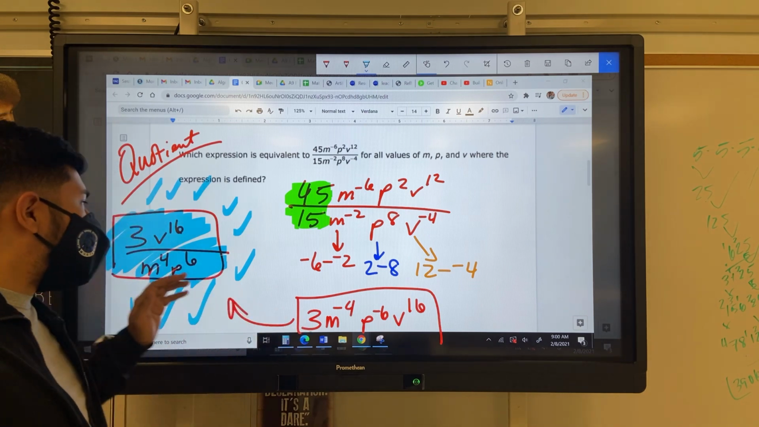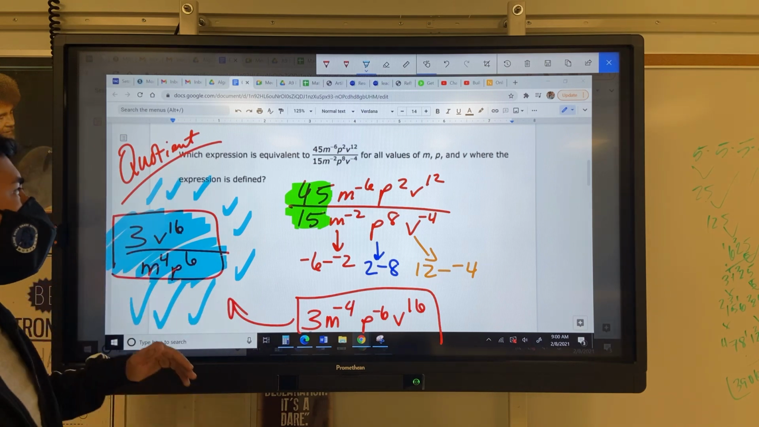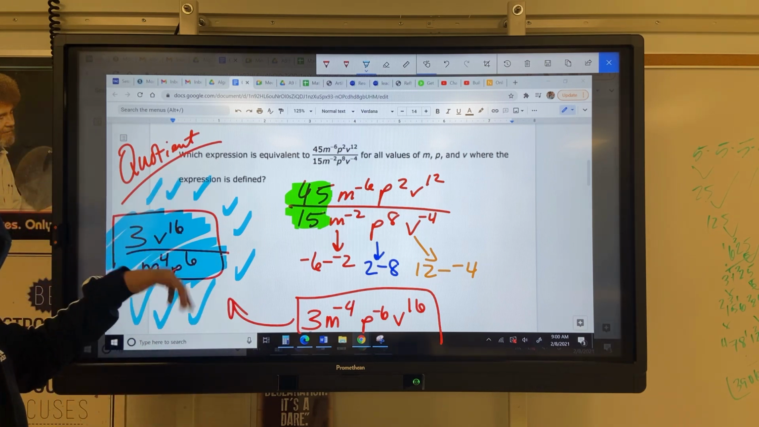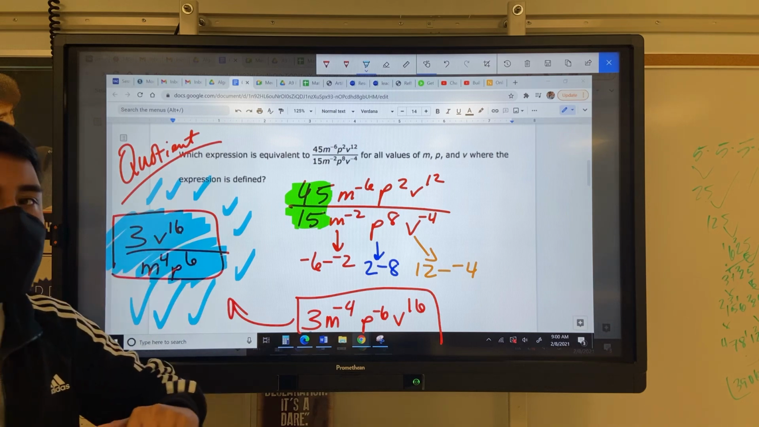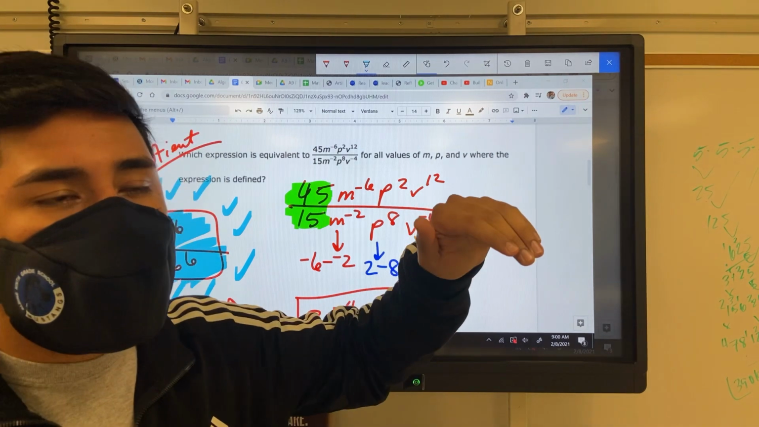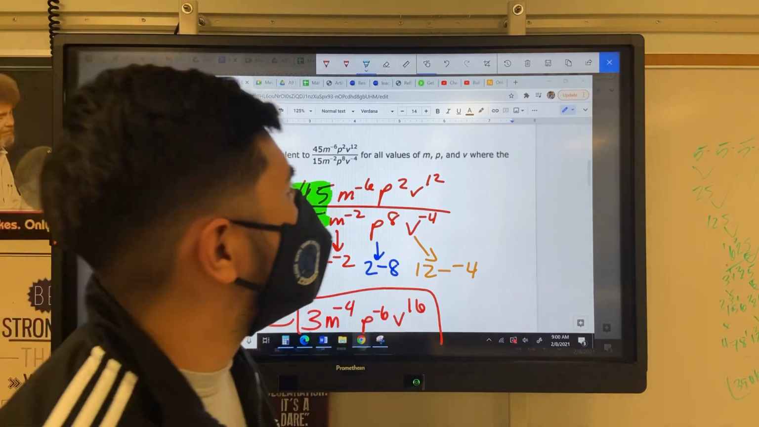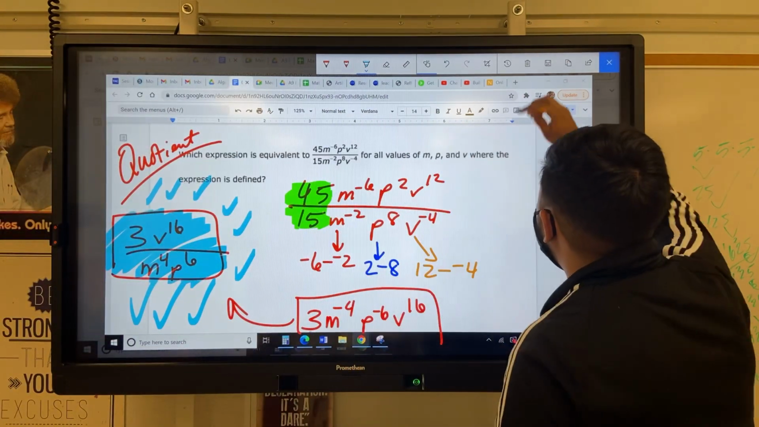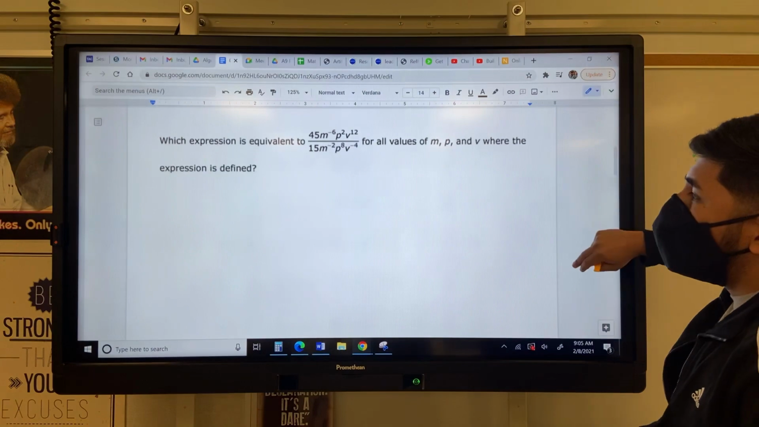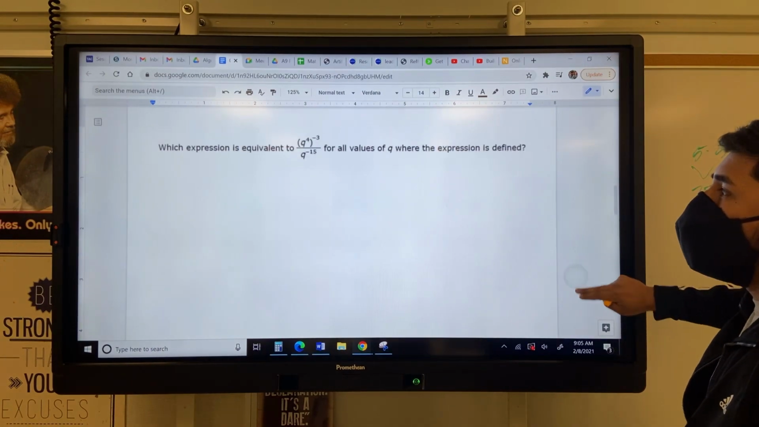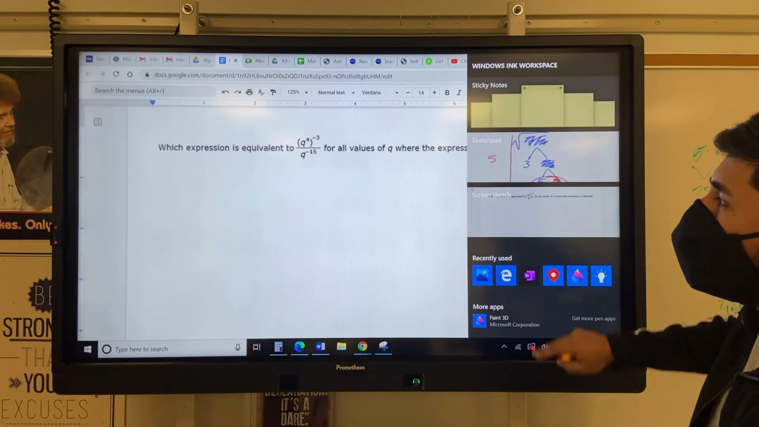Okay? If you had a fraction, I hope I have an example of that. If you had a fraction already and there's negatives on the top, you bring them to the bottom. If there's negatives on the bottom, you bring them to the top. Sounds really confusing, I know, but we're going to figure it out, I promise. So, let's do it.